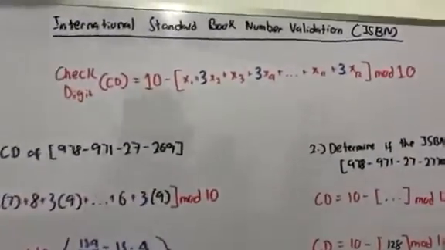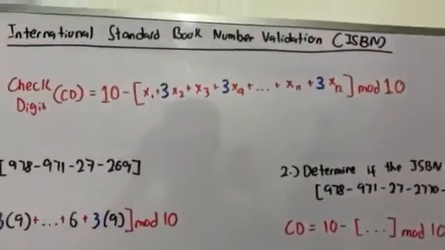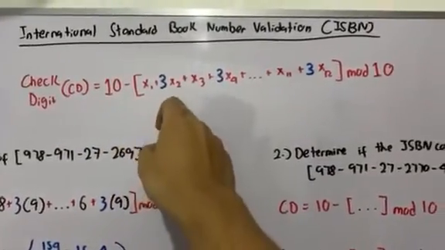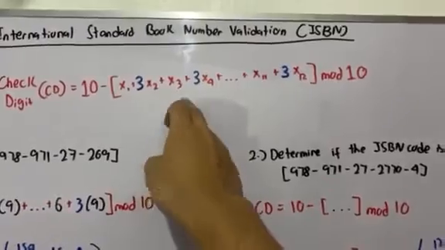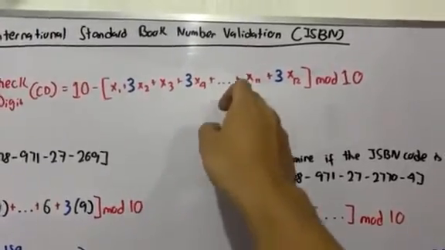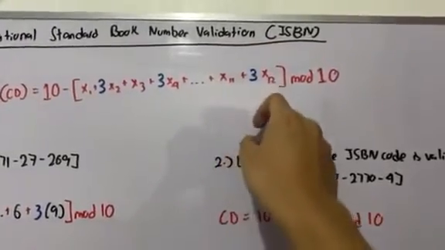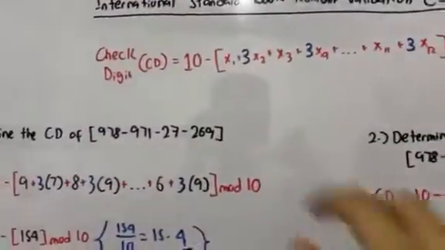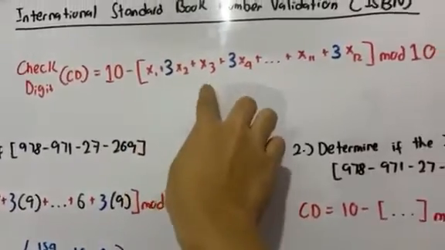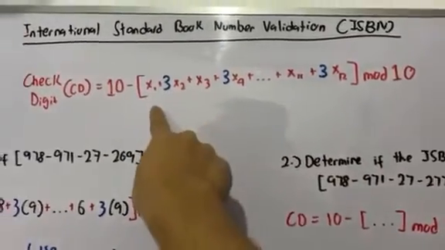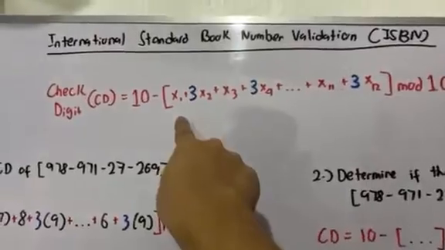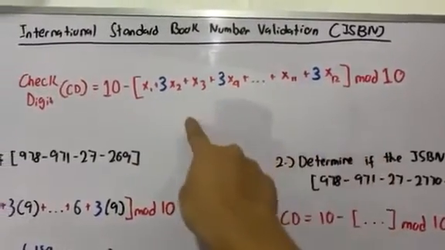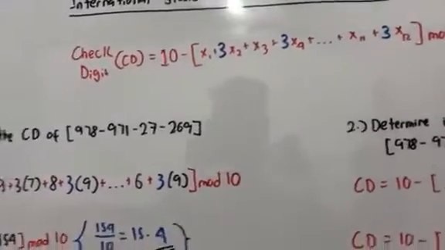How do we solve for the check digit? Simply put, you can follow this formula: 10 minus the first digit plus 3 times the second digit plus the third digit plus 3 times the fourth digit, and so on and so forth, until you reach the 12th digit. Then you take it modulo 10. If you see the pattern, all the odd-numbered digits have no 3 in their multiplier, while the even-numbered digits have a 3 as their multiplier.